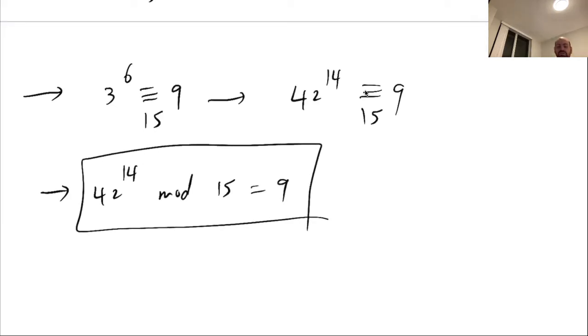So we're able to calculate the remainder of 42 to power 14 when divided by 15. Without a calculator, of course, 42 to power 14 is a big number. But without a calculator, we could find the remainder when divided by 15 just using the properties of congruence, that we can raise both sides to some power, for example. And of course, you can use your calculator or software to verify that this is actually the remainder.